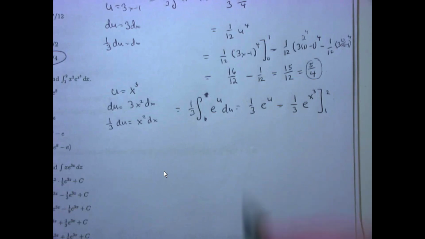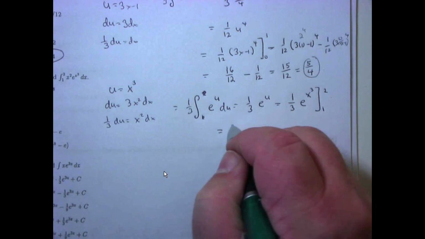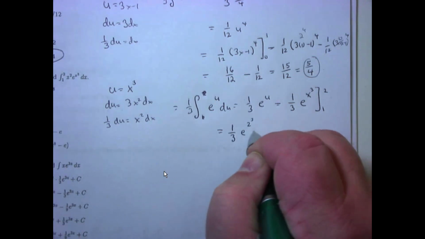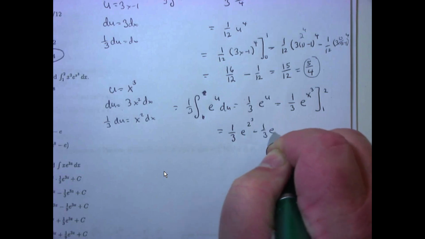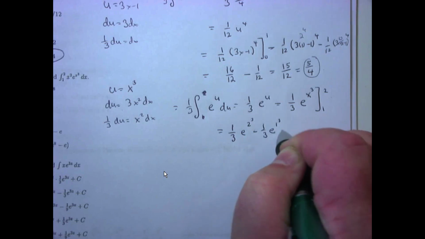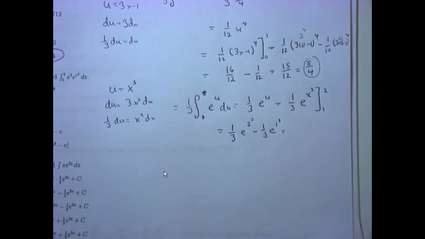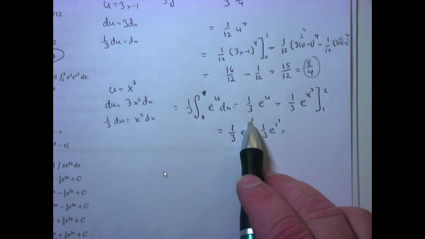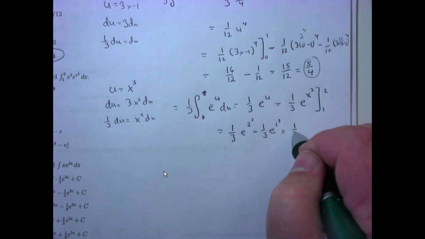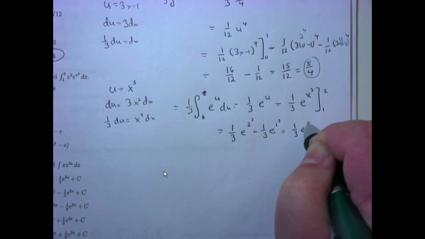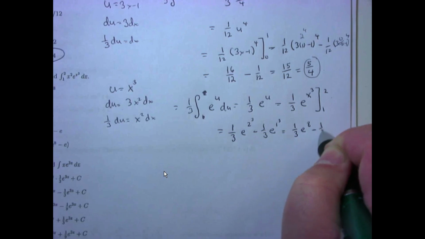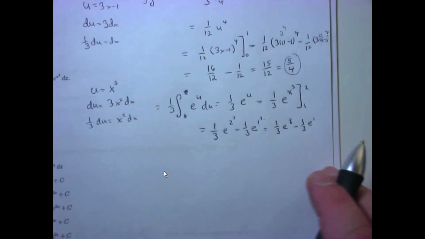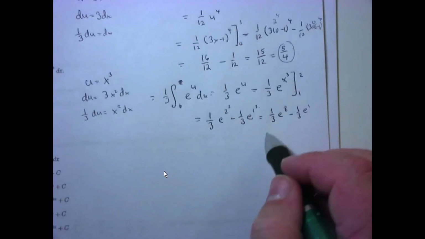Does that make sense? Now, according to the fundamental theorem of calculus, I plug in top minus plug in bottom. 1/3 e to the 2 cubed minus 1/3 e to the 1 cubed. Well, let's see here. What is 2 cubed? 2 times 2 times 2 is 8. So this is 1/3 e to the 8 minus 1/3, and 1 cubed is 1, so that'll be just e to the first.